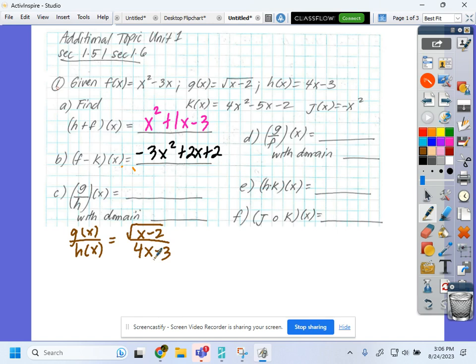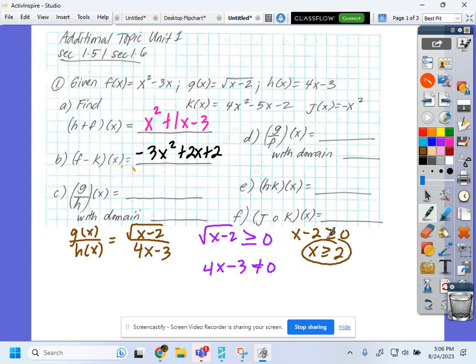We have learned it in the previous section. We know that the square root of x minus 2 has a restriction that it has to be greater than or equal to 0. And we know that 4x minus 3 must not be equal to 0. So x minus 2 greater than or equal to 0 means x is greater than or equal to 2. And for this one, add 3 on both sides, then divide by 4. So therefore, x cannot be equal to 3/4.